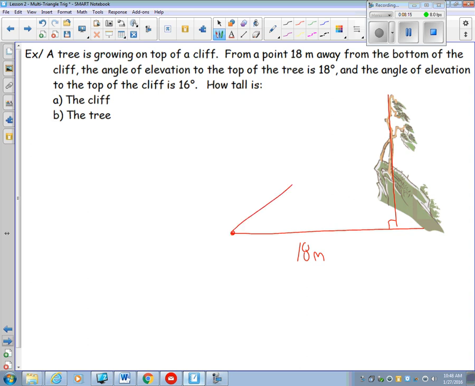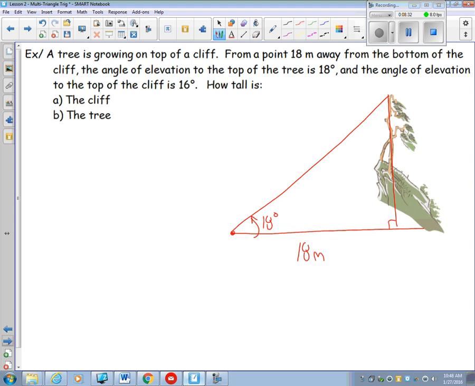So up to the top of the tree, 18. Remember, horizontal upwards, right? If we were looking at the bottom of the cliff, our angle would be 0, but now we're looking at the top of the cliff, so we raised our eyesight. The angle of elevation to the top of the cliff is 16.